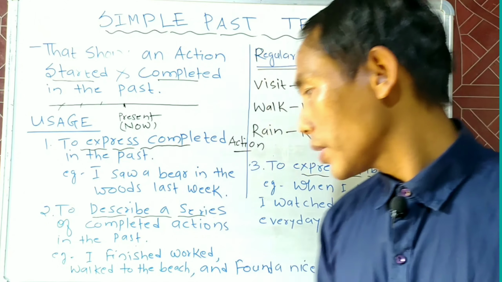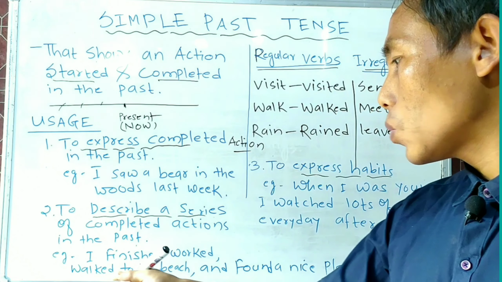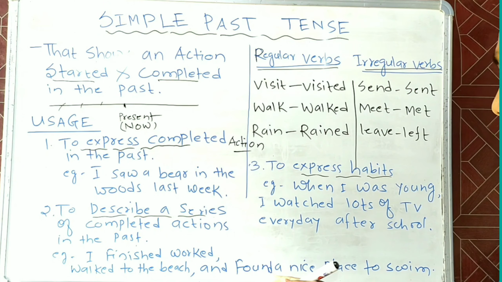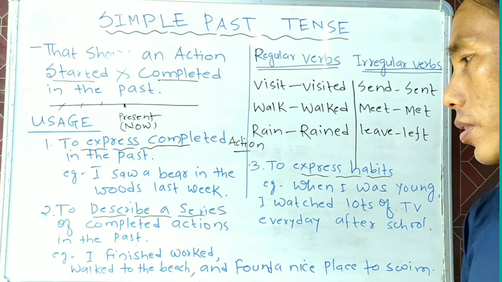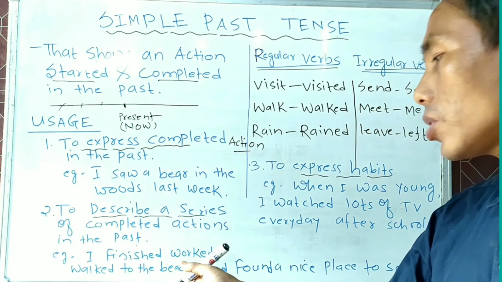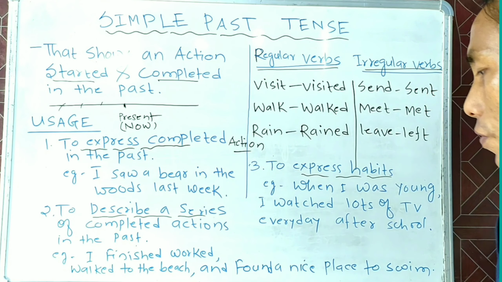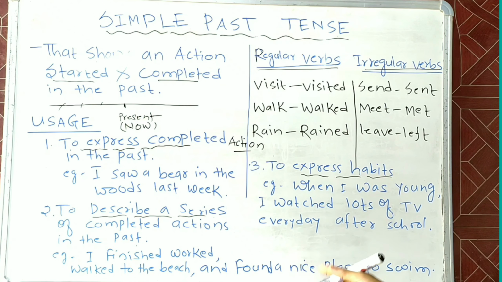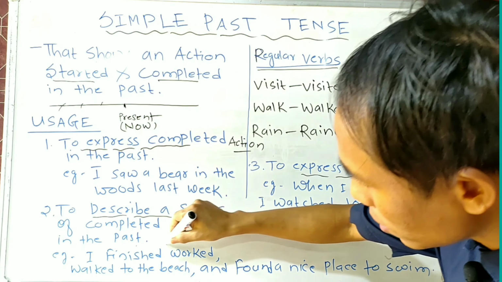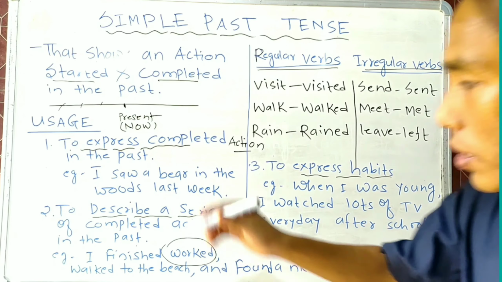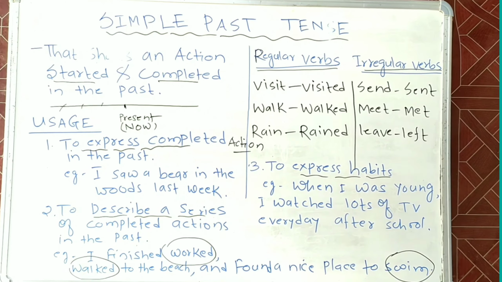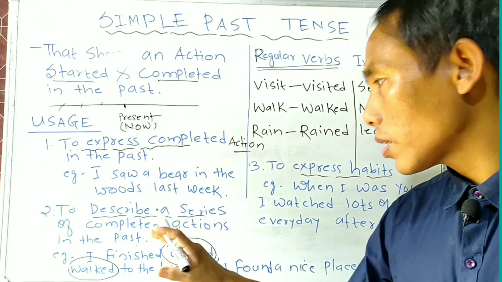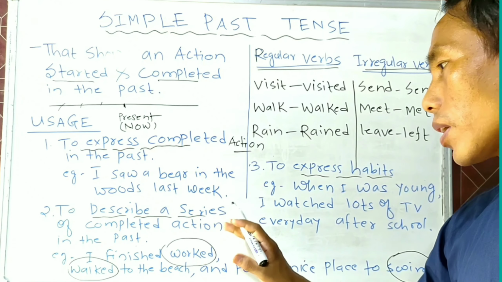Let's see the example here. I worked, walked to the beach and found a nice place to swim. Here I finished work is the one action. The second action is walked to the beach. Again one more action we find here is and found a nice place to swim. So first one is the working is finished, the other one is walking towards the beach, and the last one is the swim. So three actions together are considered as describing a series of completed actions in the past.